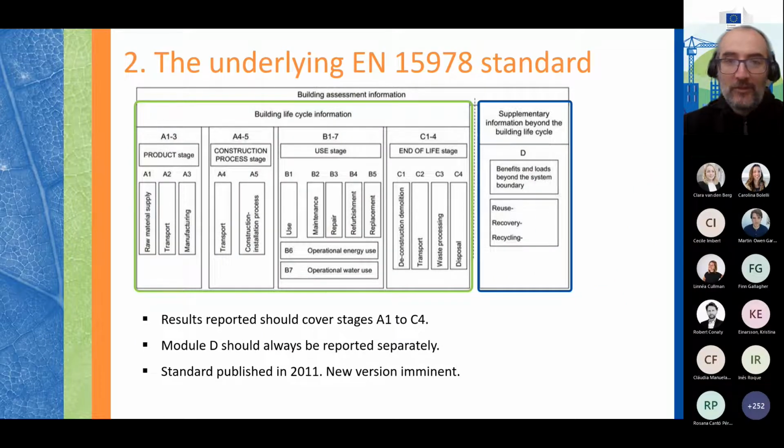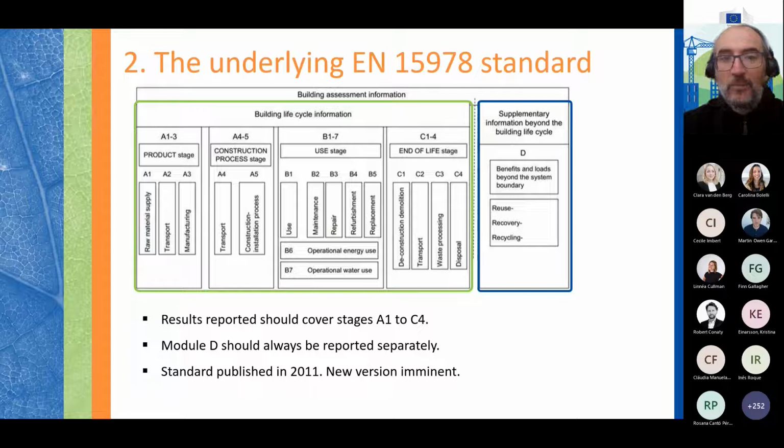And here I just want to get into the underlying EN 15978 standard. If you remember this module A, B, C of the buildings that I showed you, the EN 15978 standard has the same approach. It goes from left to right. It starts with A1 to A3, A4 to A5. So this is all about building the building. A1 to A3 is about making the elements and the construction products. A4 and A5 is about getting them to site and putting them together to make the building. And then B1 to B7 is the use phase of the building for many, many years.